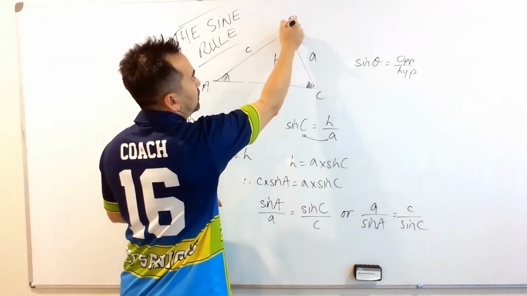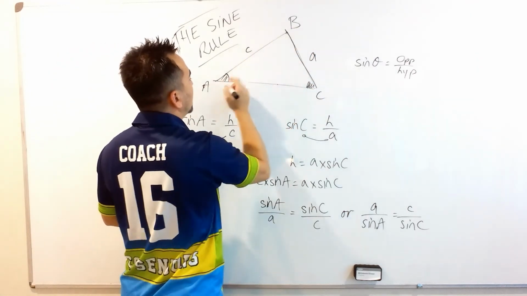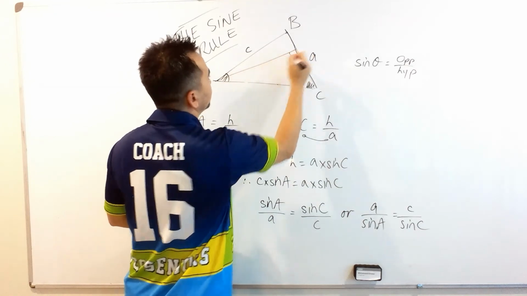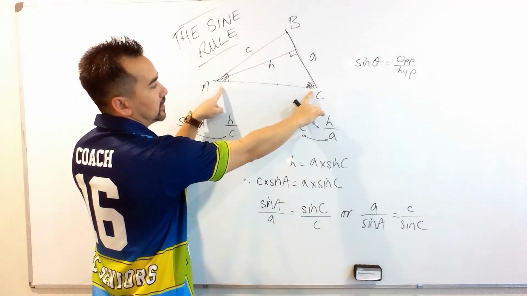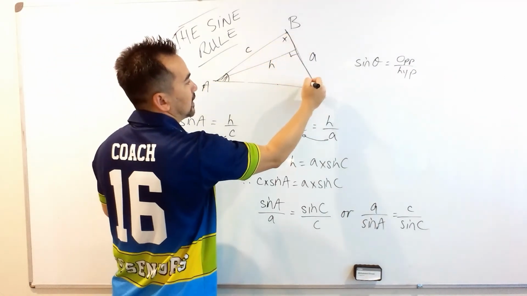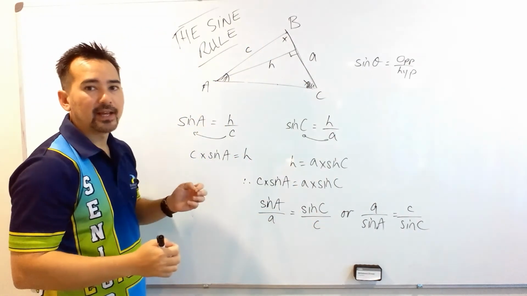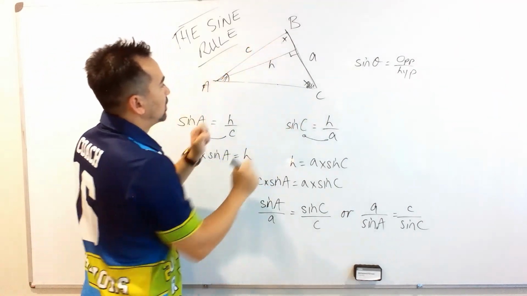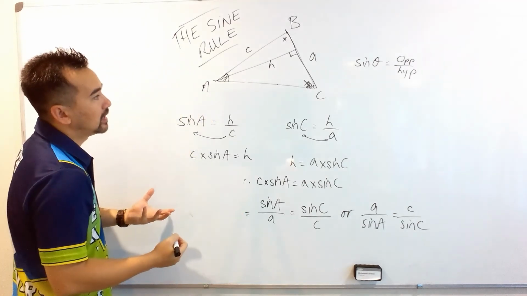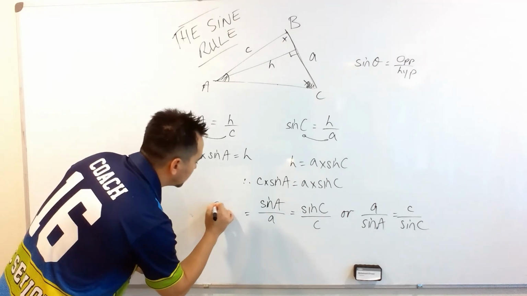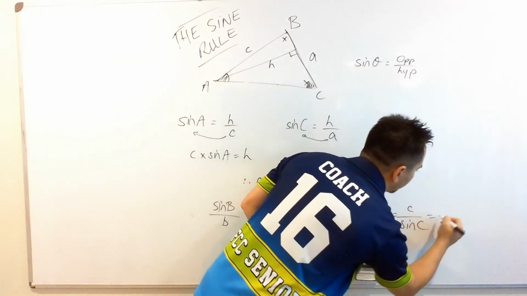The last thing I want to show you is that I used the vertical height going this way, but if I used BC as the base of the triangle, then the vertical height would have gone this way, and h would be over here. Instead of using these two vertices, I would have used this one and this one. All of this working out would still be valid, but it would be in terms of b's and c's rather than a's and c's. And so we can conclude that the ratio is also true for sine B over b, and over on this side it would be b over sine B.